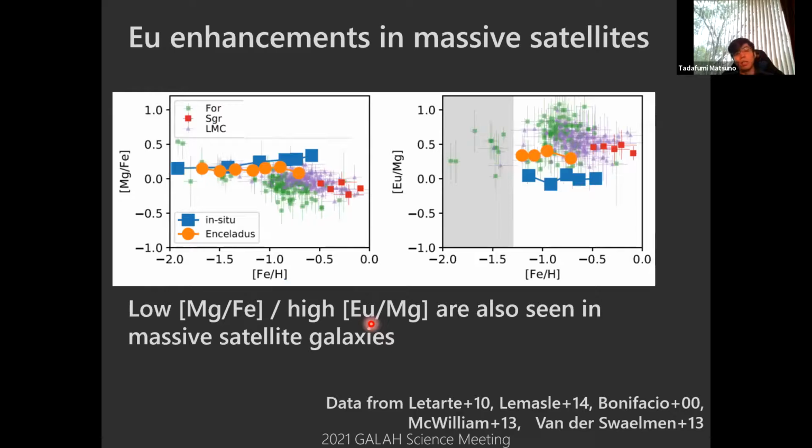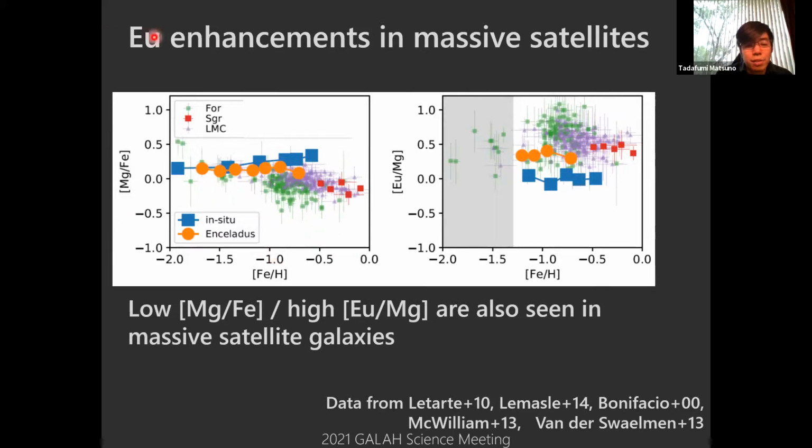We now add 3 galaxies in this plot: Fornax, Sagittarius, and LMC. These 3 galaxies are quite massive and still surviving around the Milky Way. And these 3 galaxies are known to have a low magnesium over iron abundance and high europium over magnesium. And these 3 galaxies have extended star formation history compared to Gaia-Enceladus or in-situ stars.